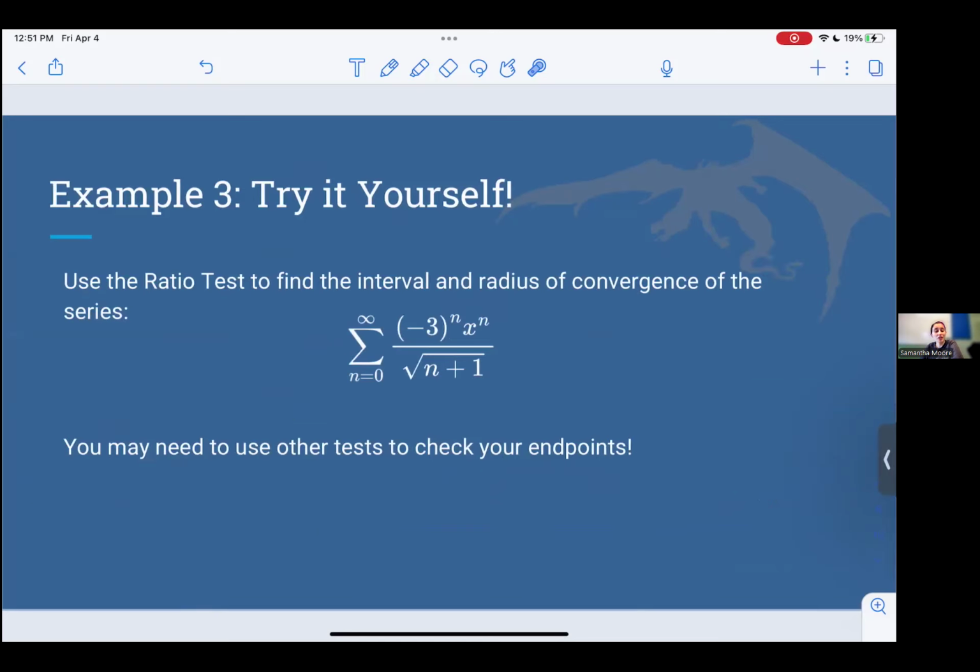Okay. So this is the last problem here. And I want you to go ahead and pause and try this yourself. So I want you to do the ratio test and sort of figure out which x values this converges at. Be careful about your endpoints. Make sure to think about those. And then also determine the interval and the radius of convergence. All right, so go ahead and pause here and try this question.